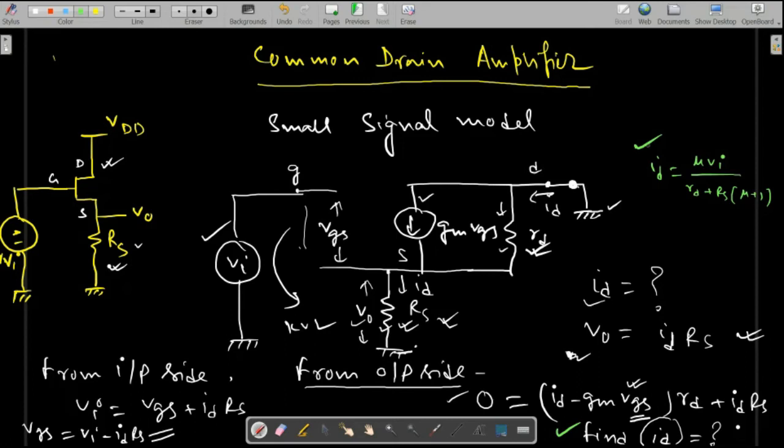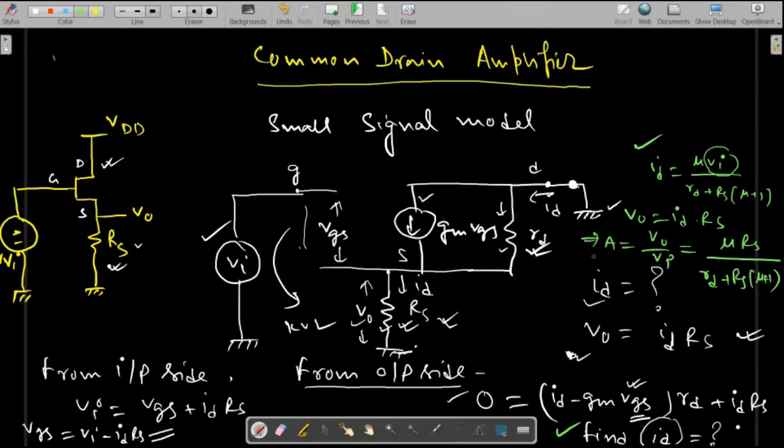Okay. So anyone having any doubts? Okay, yes. So we just put the value of ID there. Now the rest of the part is very simple. So V naught equal to ID into RS. So ID into RS, you just multiply RS here. And then we are going to calculate gain, that is V naught by VI. You can see we have a VI term here, so this VI will come at the bottom. So gain will be mu RS by RD plus RS into mu plus 1. Okay, so this is the gain of common drain amplifier.